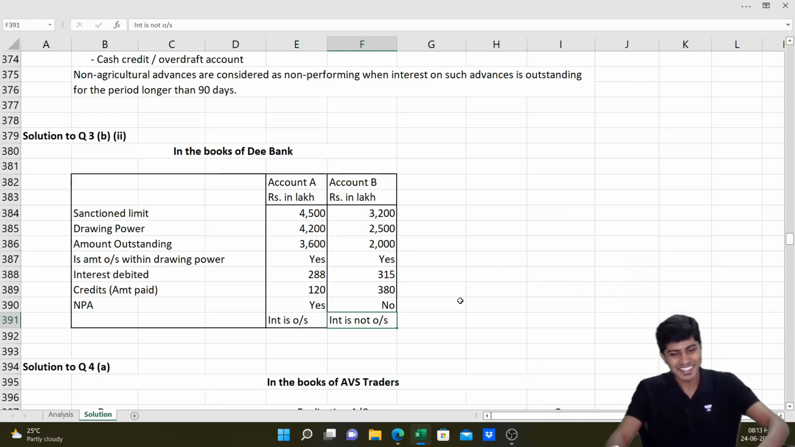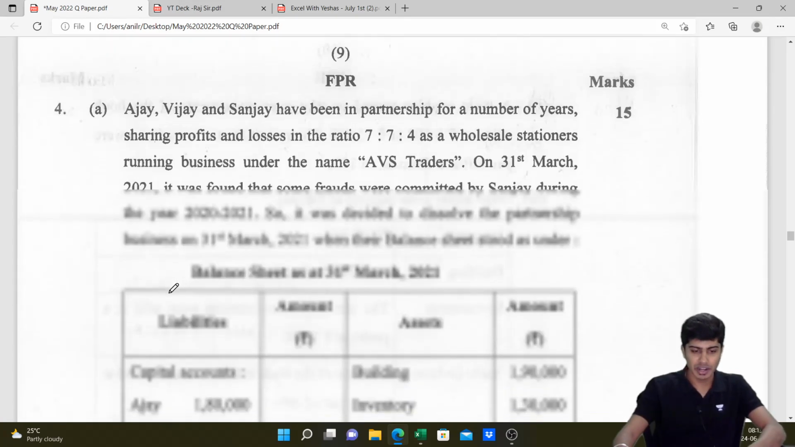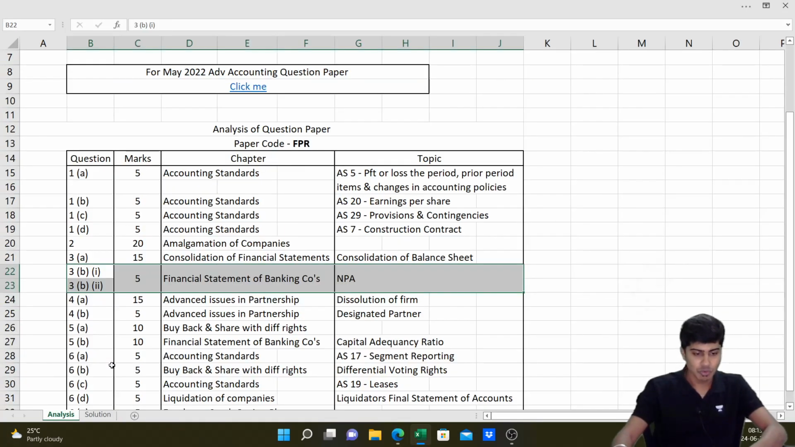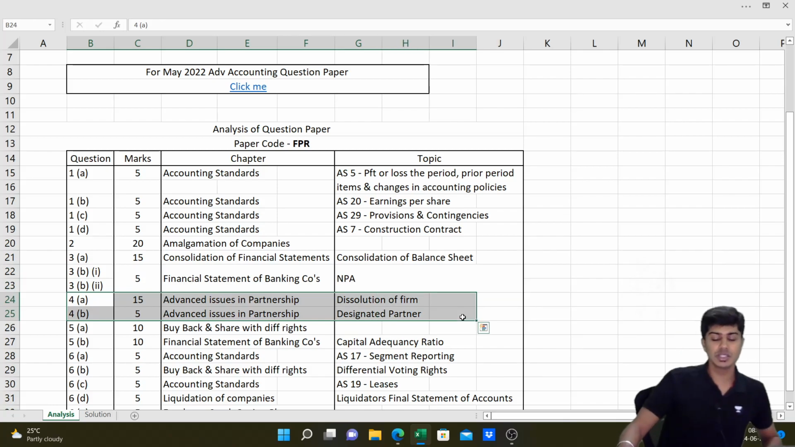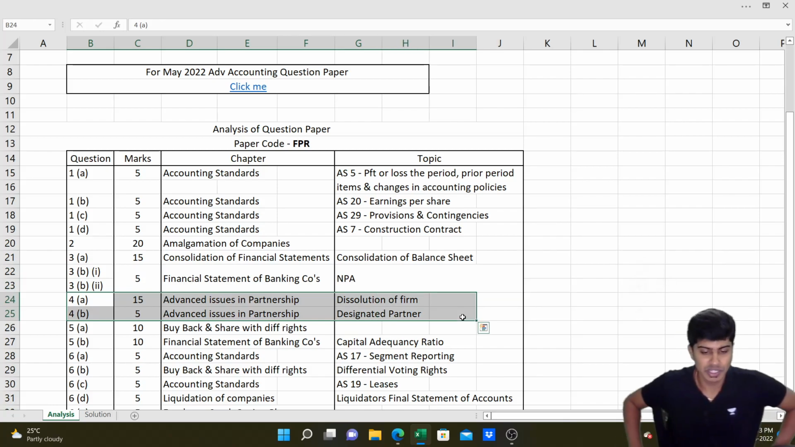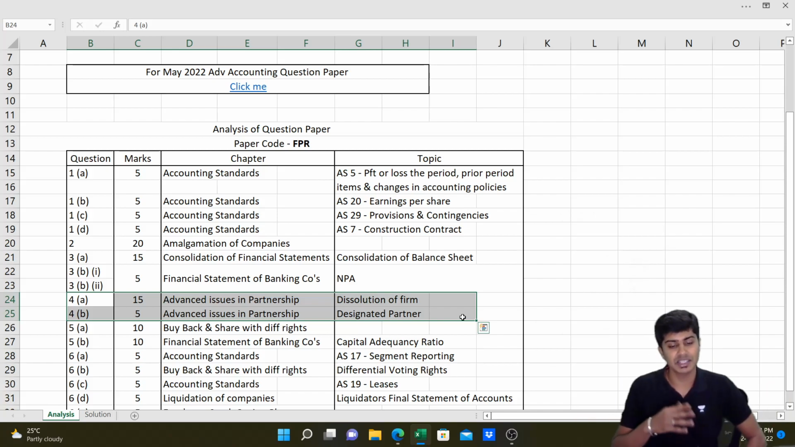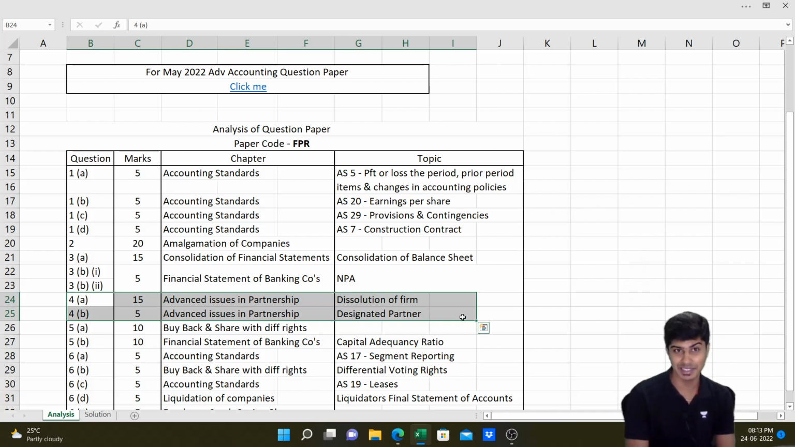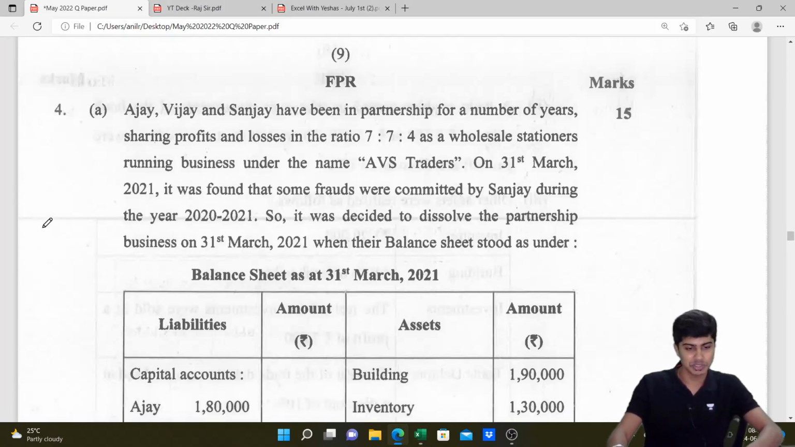Chalo. Let's get going. We now have question number 4A coming on your screen. So 4A and 4B is what we'll discuss in this video. This is with regard to partnership. The first one is with regard to dissolution of a firm, and the second part is a designated partner LLP theory question. Once we finish these two, that would be the end of this video. Then I'll see you in part 3, wherein we'll discuss the solution to question number 5 and question number 6. So let's start the partnership question.